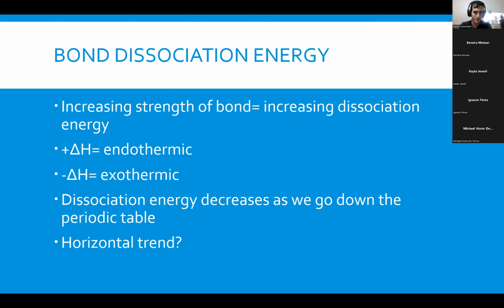Bond dissociation energy. So increasing strength, increasing dissociation energy. Bond dissociation energy means the amount of energy that I need to put into my system in order to break the bond. When you guys think of bonds, think of a stick. If I want to break the stick, I need to put energy into it by bending it, right? That's the same way that systems break bonds. They take energy from the surroundings and then they use that to break their bonds.